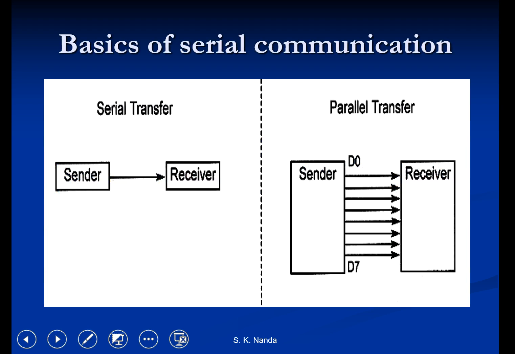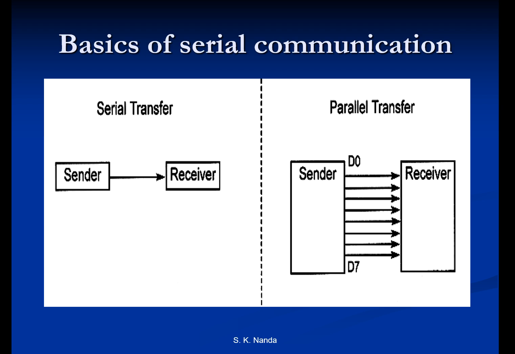Now, the basics of serial data communication. First of all, we have serial transfer. That is, we have a sender, that is a transmitter, and a receiver. It is also known as simplex transmission. In this serial transfer or simplex transmission, the line is dedicated for transmission only. The transmitter sends and the receiver receives the data. One way ही होता है, सिर्फ transmit ही होगा.